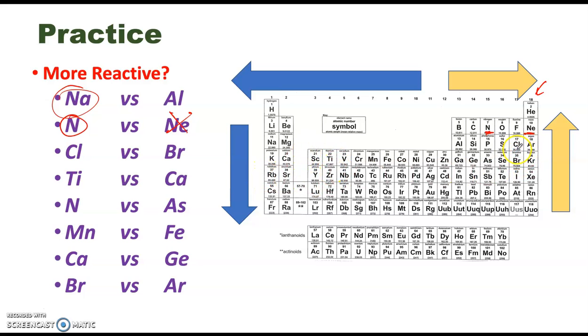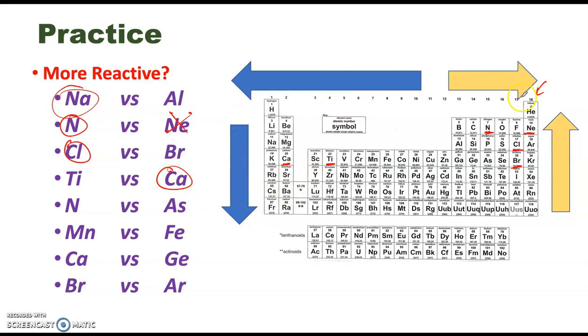We've got chlorine and bromine. So chlorine, bromine, they're right on top of each other. So more reactive going up, that would make chlorine more reactive. Then we got titanium and calcium. Titanium, calcium, they are metals. So the first thing you got to do is identify that they're metals. Calcium is more reactive because it is to the left. Metals are more reactive to the left.